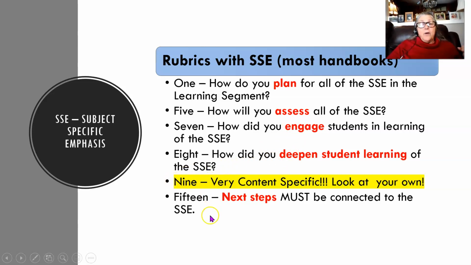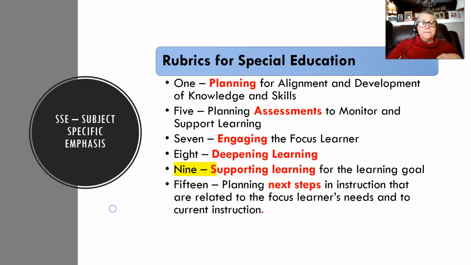Rubric 9, oh, this is so content specific. Everybody has to look at their own. Basically, it has to do with some specific types of strategies that are considered to be best practices in your particular content area. And then rubric 15, next steps. So your next steps need to be connected to the SSE.